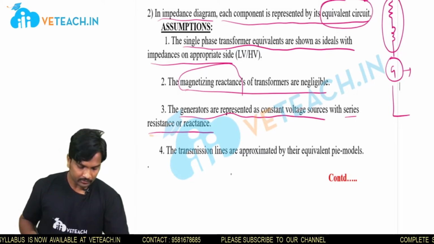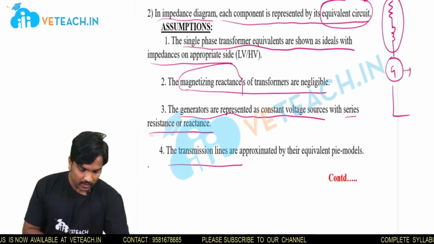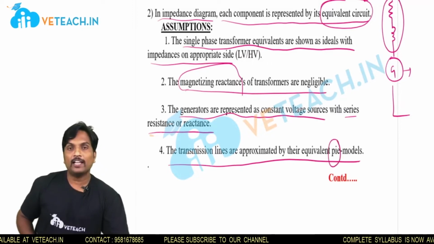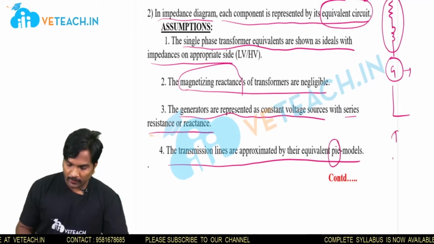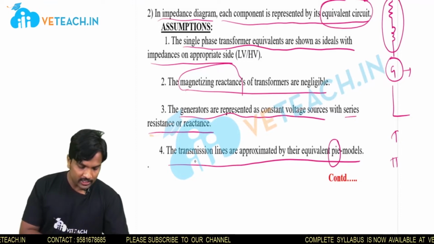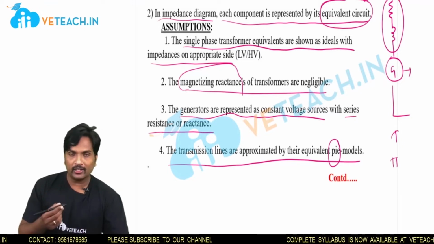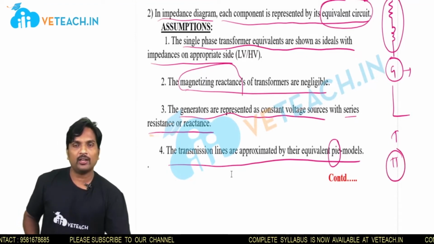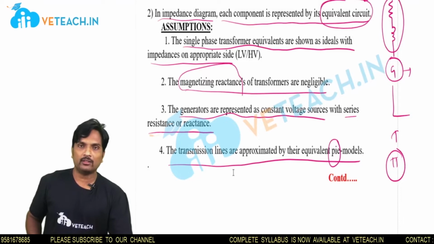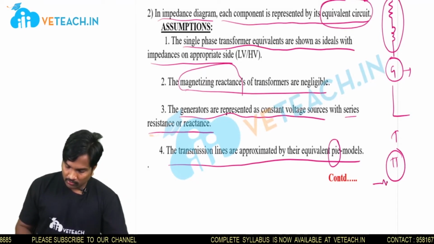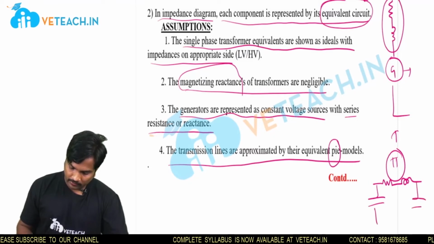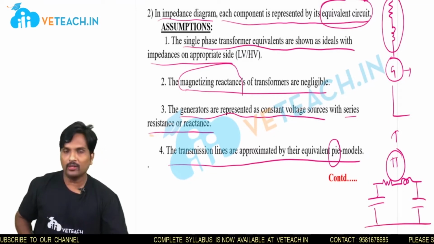The transmission lines are approximated by their equivalent pi models. In transmission lines we have the T network and the pi network. Here transmission lines are approximated by their equivalent pi models, which means we represent the transmission lines in terms of their pi models. A pi model means we have a resistance and reactance and we have shunt capacitances like this. This is the pi model.